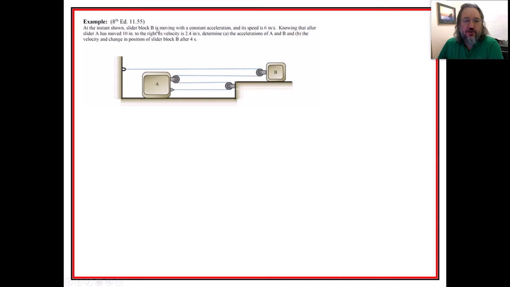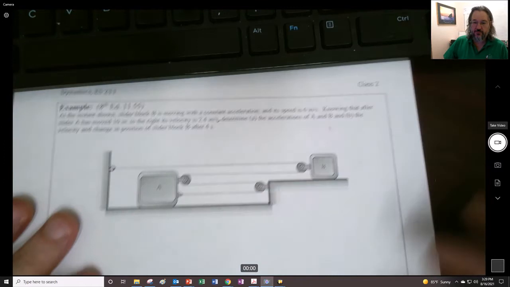And at this instant shown, B is moving with a constant acceleration and its speed is 6 inches per second. Knowing that after A has moved 10 inches to the right, its velocity is 2.4 inches per second, determine the accelerations of A and B and the velocity and change in position of slider B after 4 seconds. So there's a lot of stuff going on, so we really have to be careful and organize our thoughts because it could get overwhelming. We need to systematically break the problem apart.